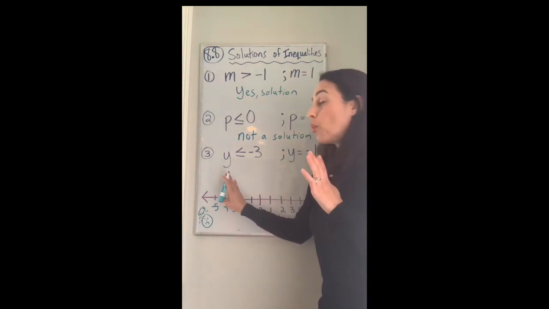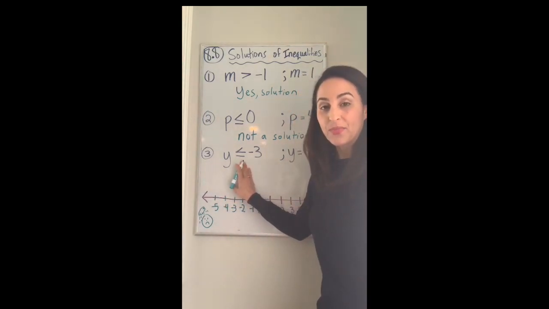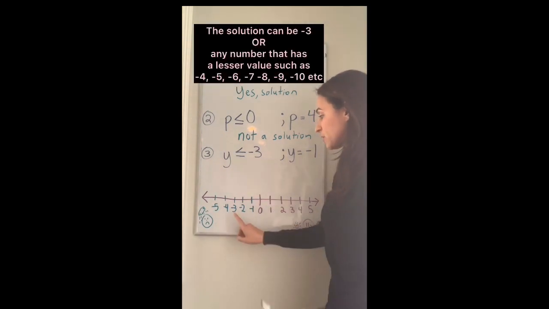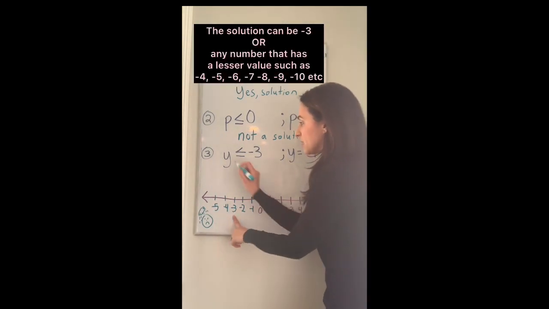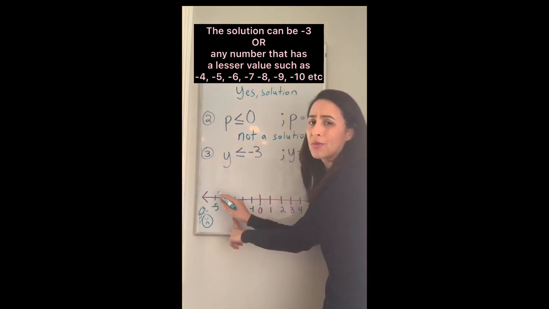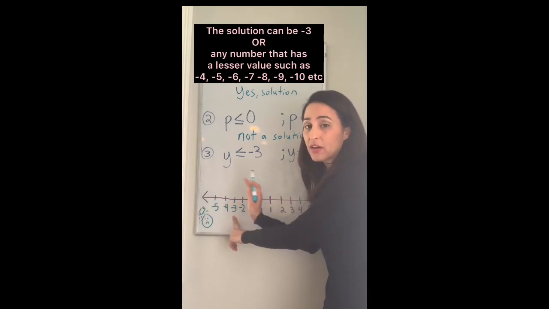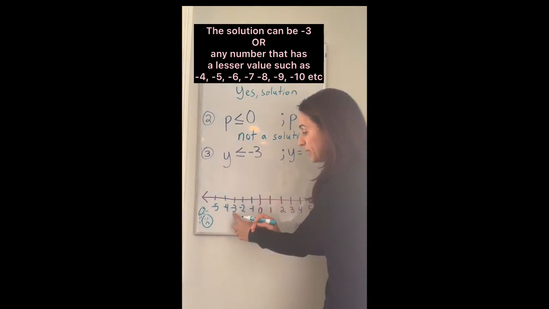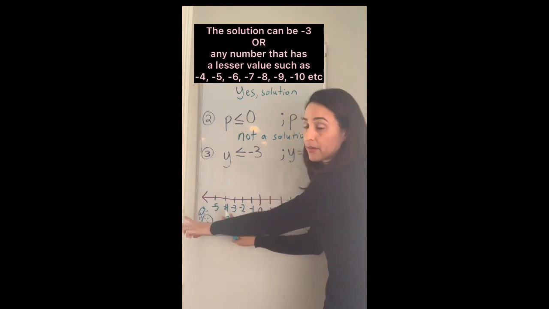Number 3, y is less than or equal to -3. All right, so -3 is right here. Let's start here and let's talk about what this means. Y is less than. Less than would be, I'm cold, I'm poor, I'm upset. It's not happy here, okay? Less than means more negative. Y is less than or equal to -3. So the answer can be -3 or any number that is less than.